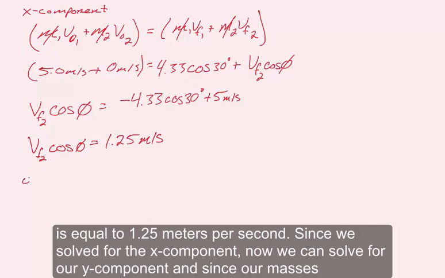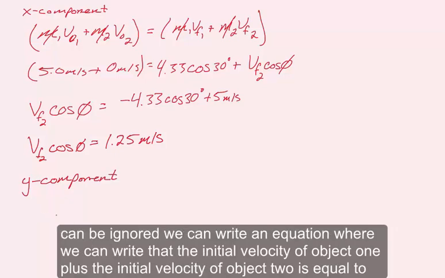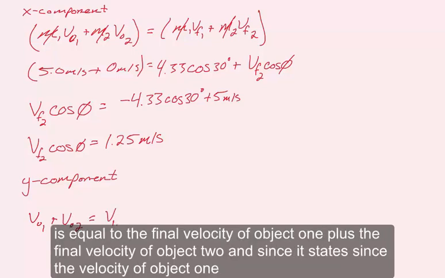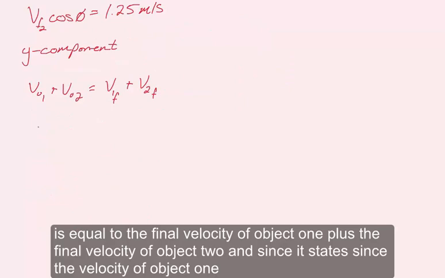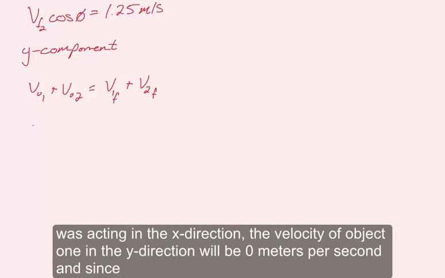Since we solved for the x component, now we can solve for our y component. And since our masses can be ignored, we can write that the initial velocity of object 1 plus the initial velocity of object 2 is equal to the final velocity of object 1 plus the final velocity of object 2. And since the velocity of object 1 was acting in the x direction, the velocity of object 1 in the y direction will be 0 meters per second.